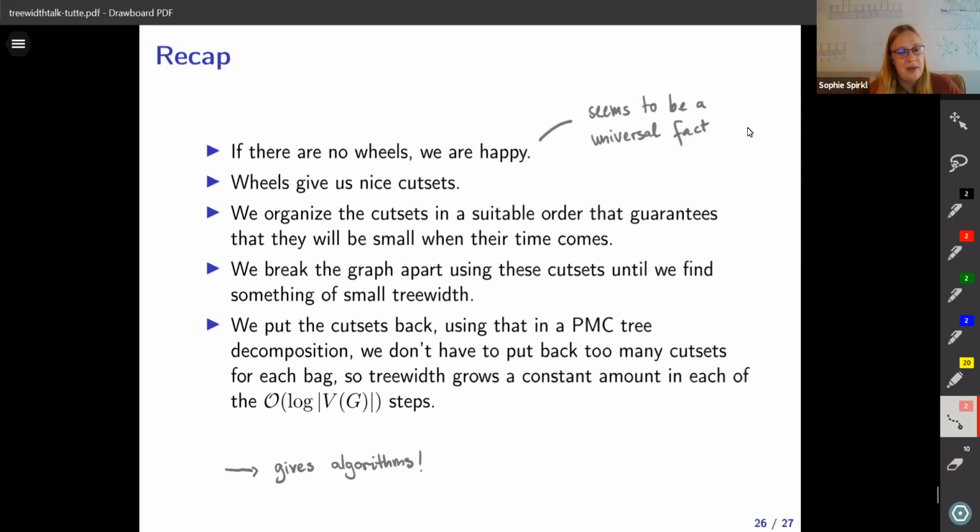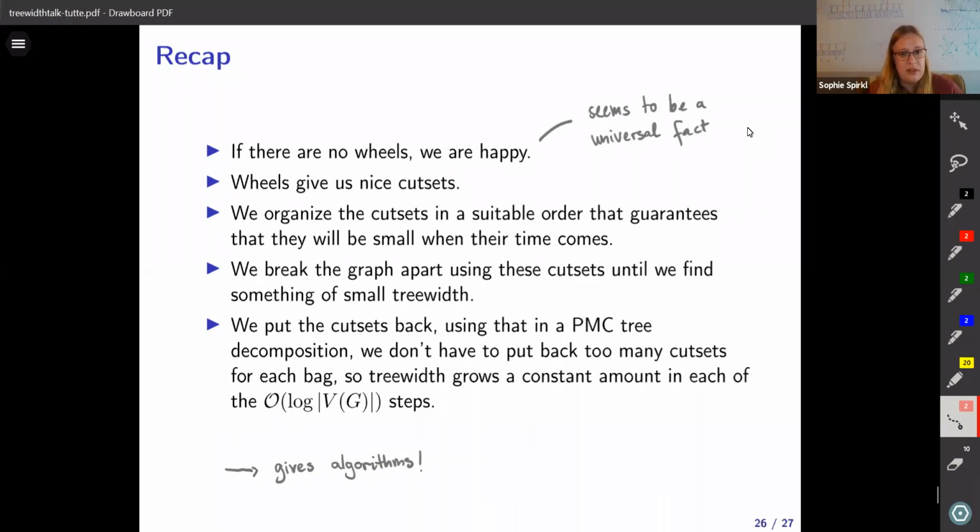And so this is what we did. I know it was a lot to absorb, but there's somehow no way to tell you meaningfully what this proof does without telling you lots of different little tools that somehow work together. So what we did was first we investigated wheels and we said if there are none, life is good, because then the theory around PMCs just tells us that we get a constant bag size tree decomposition. So then we went back to wheels and said, okay, these aren't good for Treewidth, but do they do something for us? And it turns out they do.